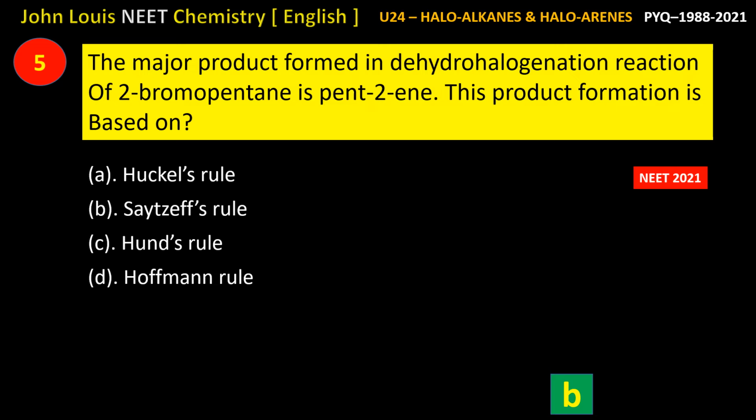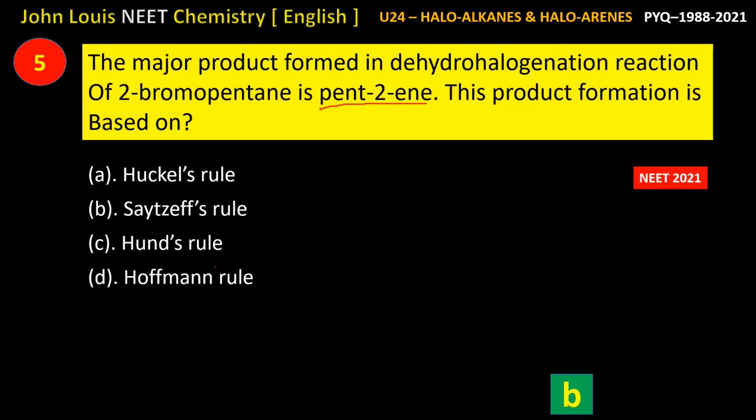The major product formed in dehydrohalogenation reaction of 2-bromopentane is pent-2-ene. So this is a major product. This product formation is based on what rule? Huckel's rule, Zaitsev's rule, Hund's rule, Hoffman's rule.